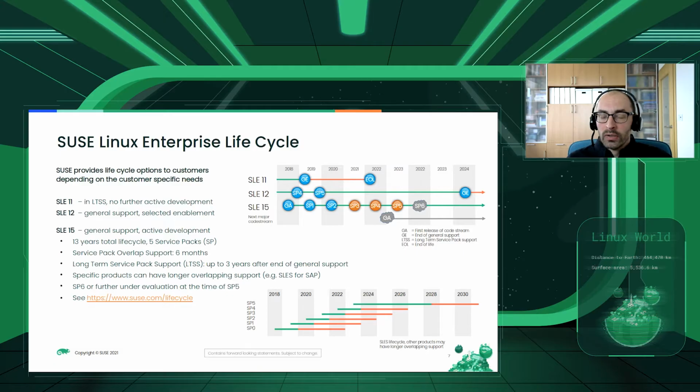We want to do at least 5 service packs, but perhaps we will want to do more. That's a decision currently under consideration. So for now, 5 service packs similar to SLE 12. There's 6 months overlap between service packs, and there's an option of up to 3 years of long-term support, both for each service pack as well as the complete code stream, which takes it from the 10 years of general support to 13 years overall life cycle.